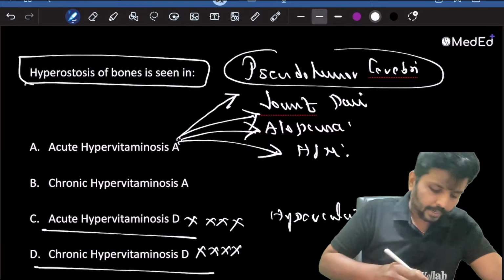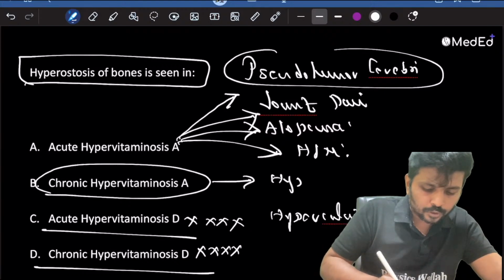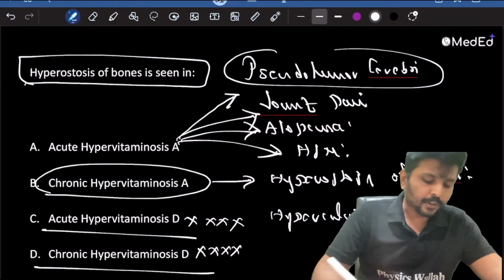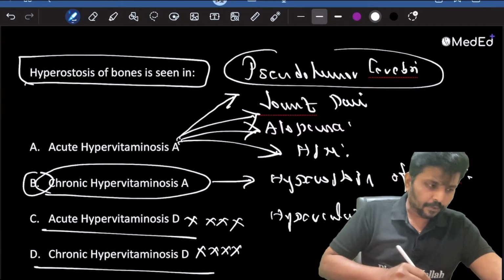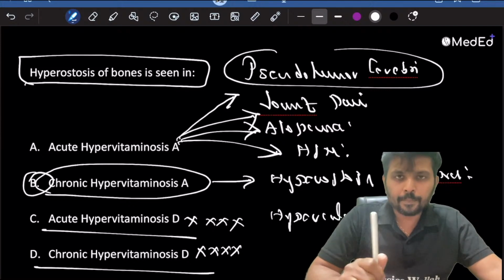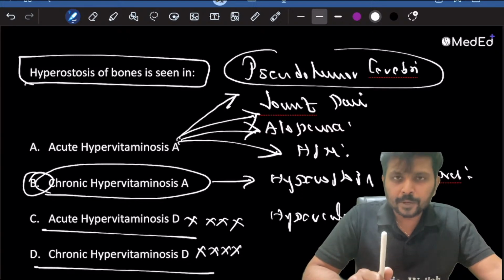Headache, vomiting. Whereas chronic hypervitaminosis is associated with hyperostosis of bones. So the answer for this question is chronic hypervitaminosis A. Remember, hyperostosis of bones is a manifestation of chronic hypervitaminosis A. Do not get confused with hypervitaminosis D. Hypervitaminosis D is associated with hypercalcemia.